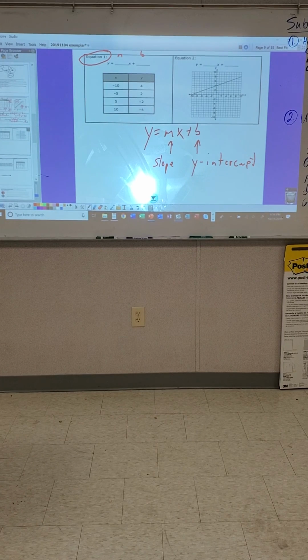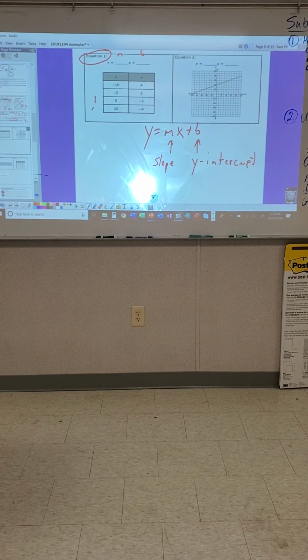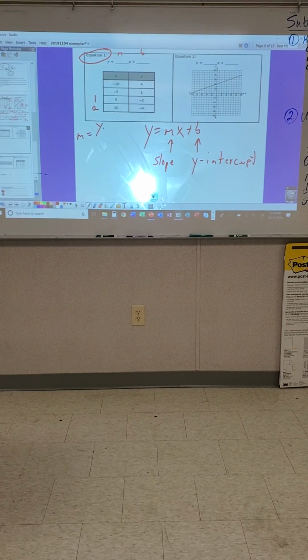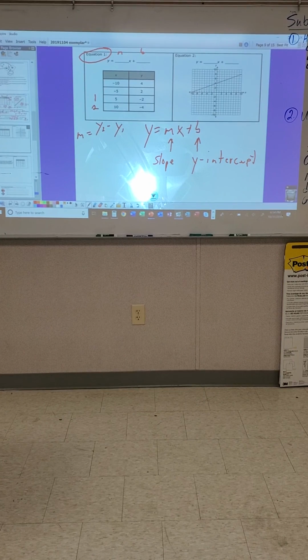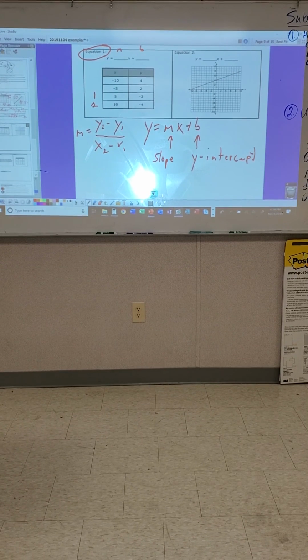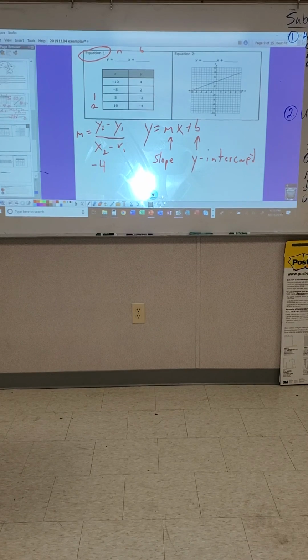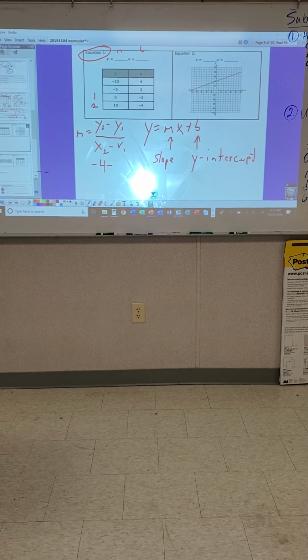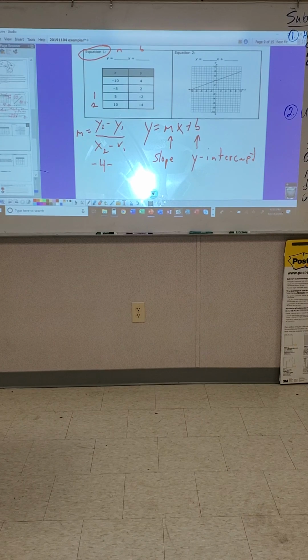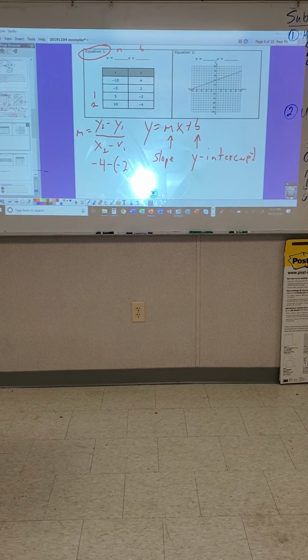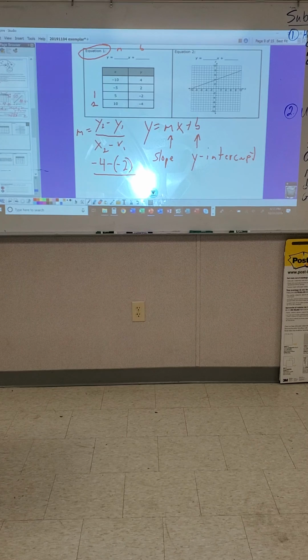Well, let's call this point 1. Let's call that point 2. And we're going to use our slope formula. So if we plug in the y for point 2, we have a -4. When we subtract the y from point 1, we're going to divide that by 10 minus 5.